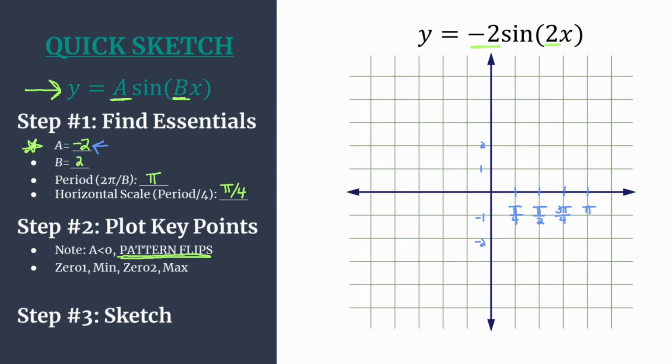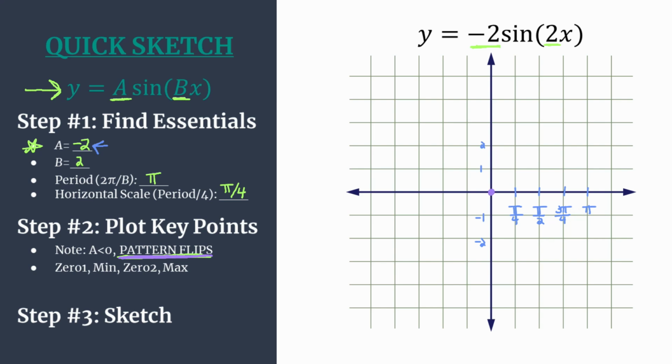All right, our grid is all set up. We're ready for step 2. We're going to plot our 4 key points, remembering that our pattern is flipped because our value for a was negative. So our pattern will start at the origin. We'll have a 0, then a minimum, a 0, then a maximum. And these, remember, will line up with your horizontal tick marks. So let's plot our 0 starting at the origin.